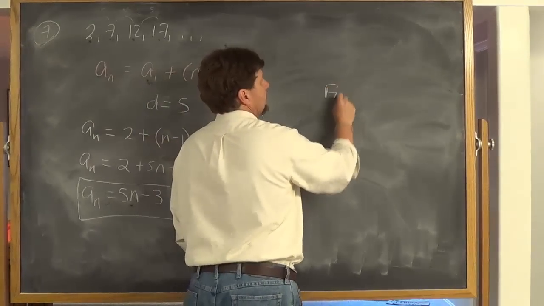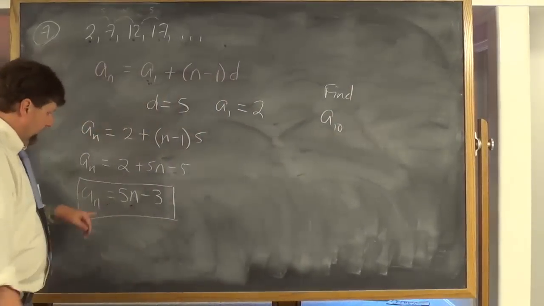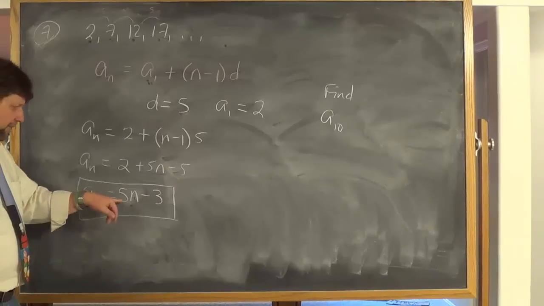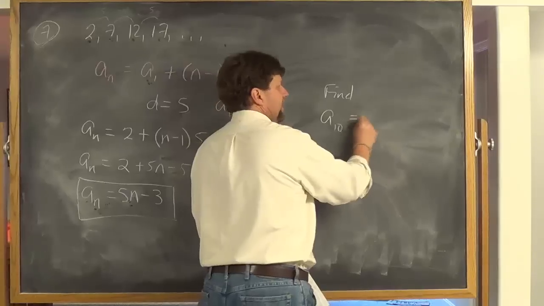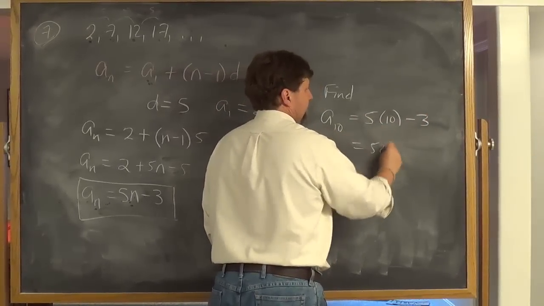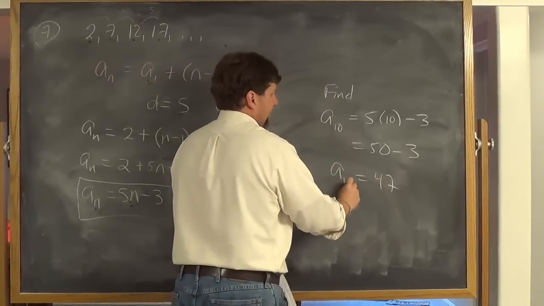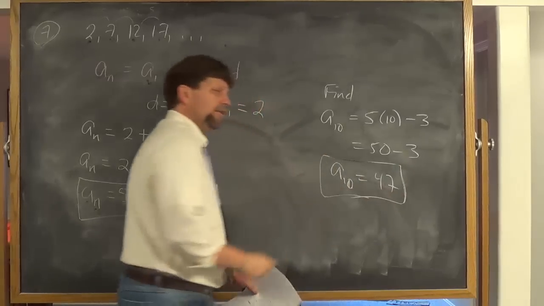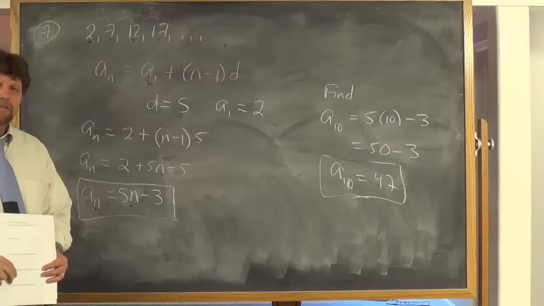Once we have the general form for a sub n, the next part I ask you to find a sub 10. Well, a sub 10 will equal 5 times 10 minus 3. That's a 50 minus 3. So you should have a sub 10 is equal to 47. That's it for number 7.